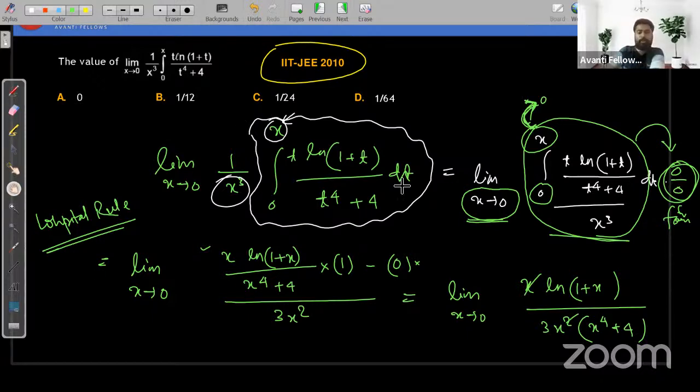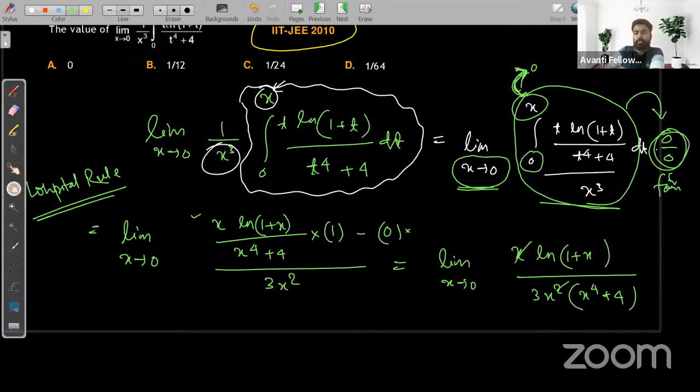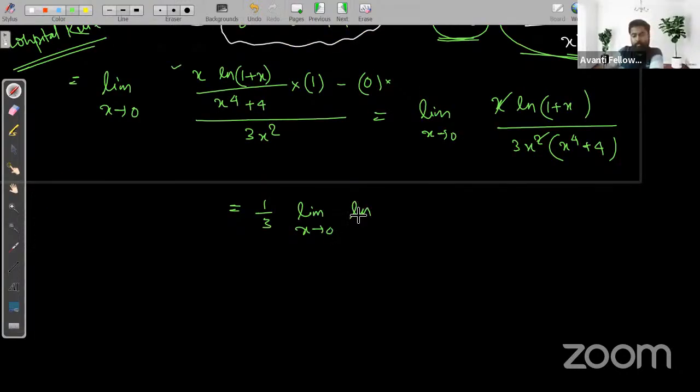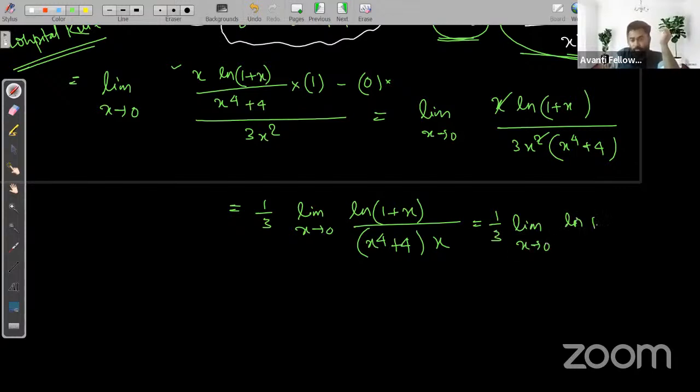Now if x is cancelled out, I take 1 by 3 outside. So limit x tending to 0, what are you getting? ln of 1 plus x divided by x to the power 4 plus 4 into x. Now we can write this as 1 by 3 into limit x tending to 0 of ln of 1 plus x divided by x into 1 upon x to the power 4 plus 4.